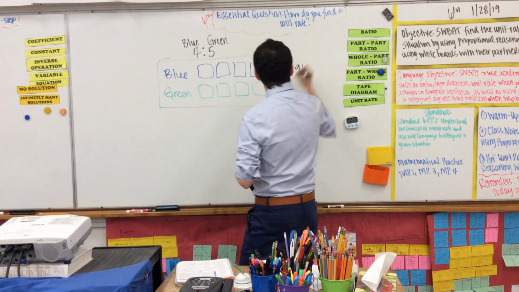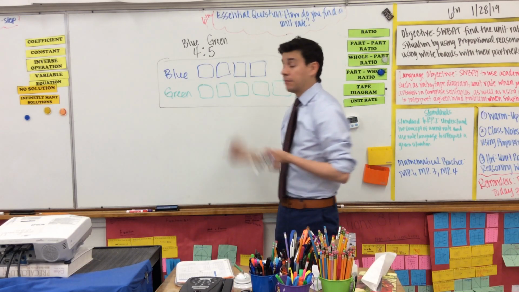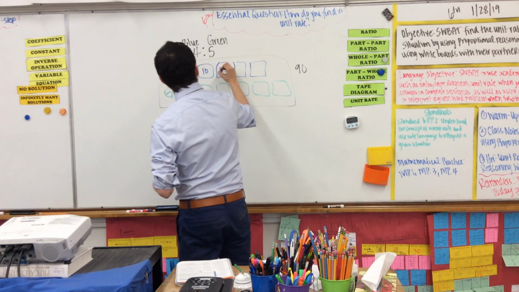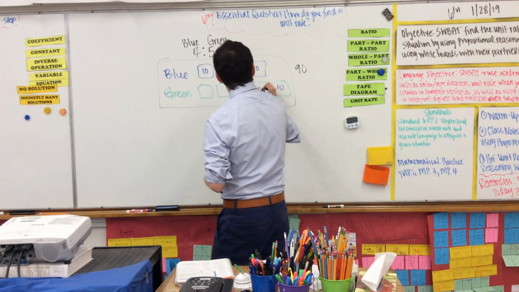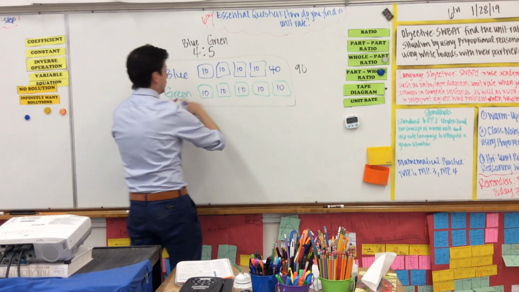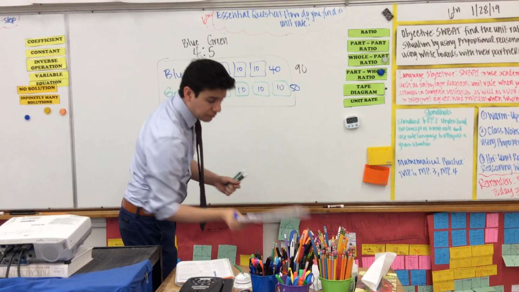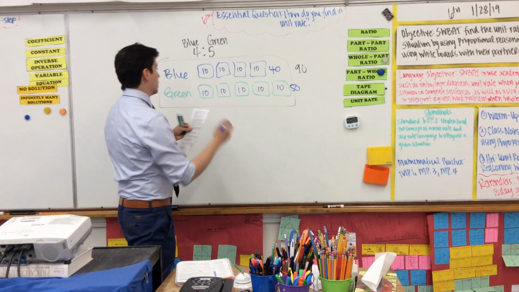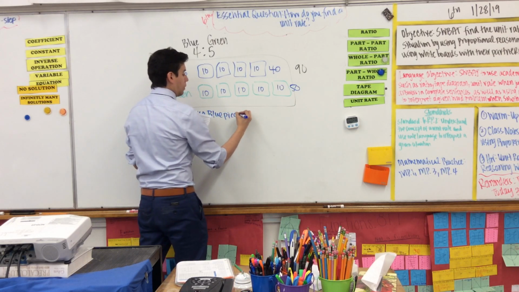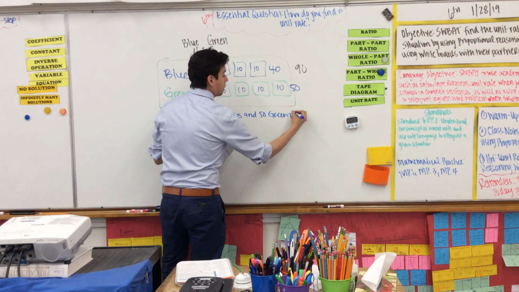This is 90. So that means I have to divide this 90 by 1, 2, 3, 4, 5, 6, 7, 8, 9 boxes. 90 divided by 9 is easy. 10. That means each box is 10. Like this. That means I have a total of 40 and then 50. And it makes sense. 40 plus 50 gives me 90. And the question just pretty much said, how many blue pieces? So there are 40 blue pieces and 50 green pieces. And you're done.